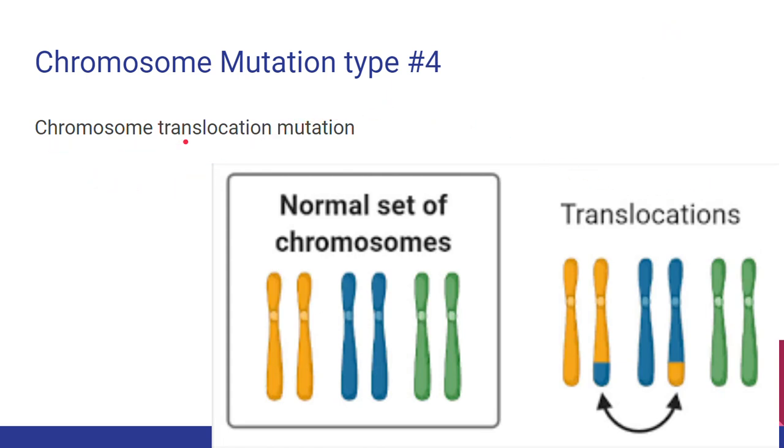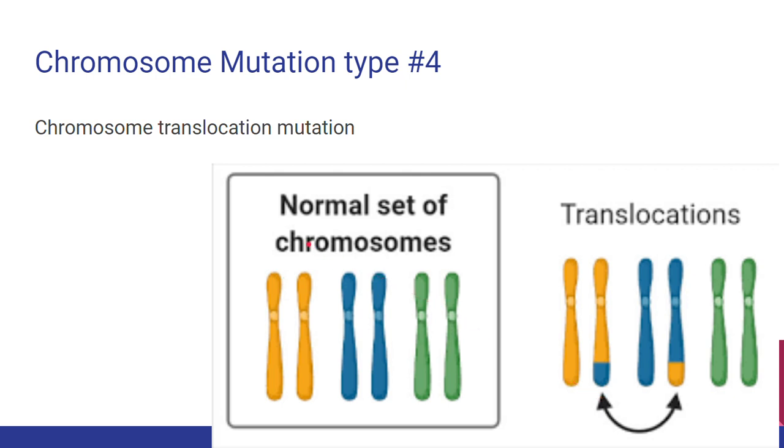chromosomal translocation mutation. This actually happens in meiosis, I believe, the making of sex cells. So see here, normal chromosomes aren't supposed to do this. They're supposed to stay where they are, but sometimes they swap genetic material like this. So yes, it's going to cause a lot of problems.